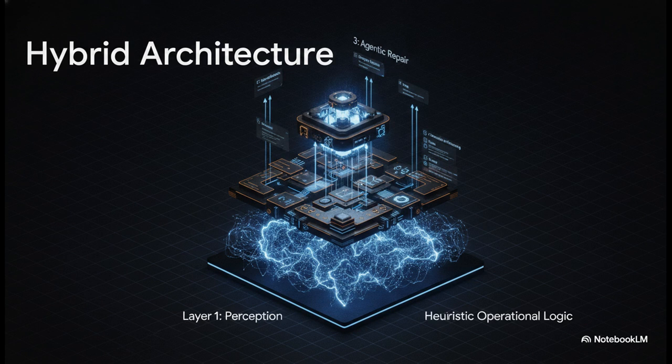Layer 1 uses neural perception to turn messy real-world data into structured signals. Layer 2 applies heuristic operational logic to run the explicit behaviors and constraints. And Layer 3 features agentic repair, where code-writing agents step in to update rules and compress history. The energetic paradigm is what governs this entire stack.